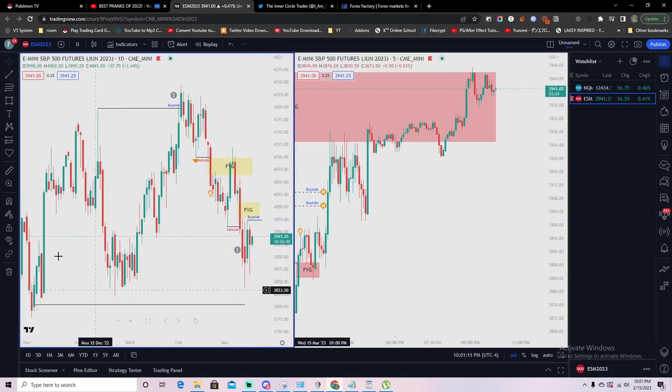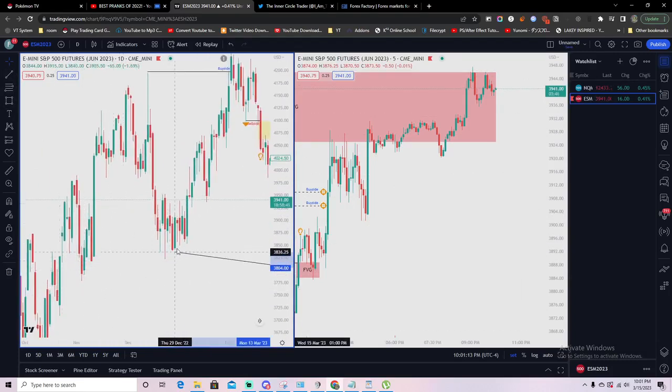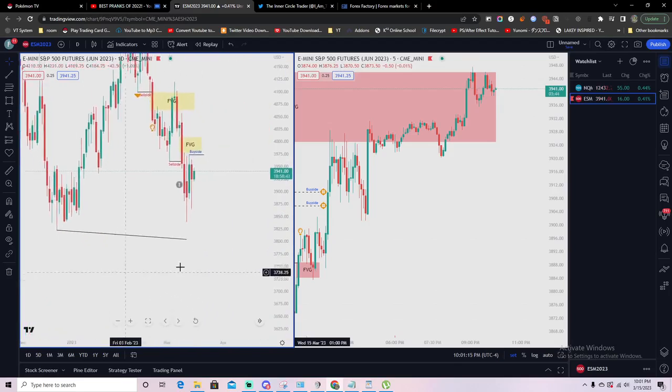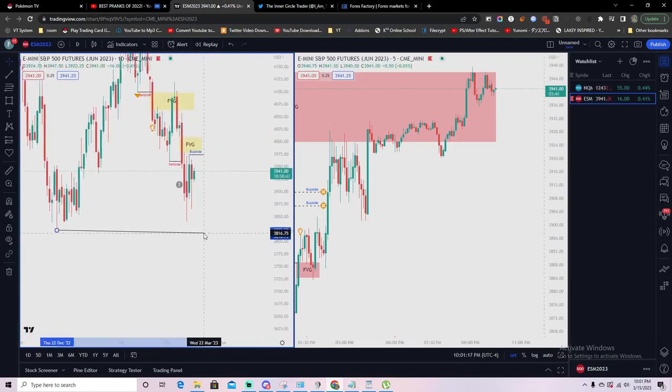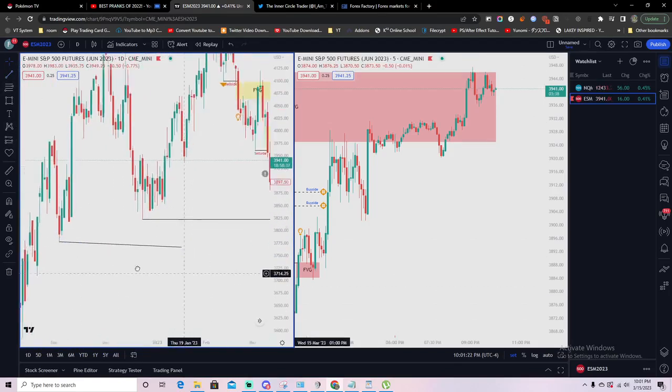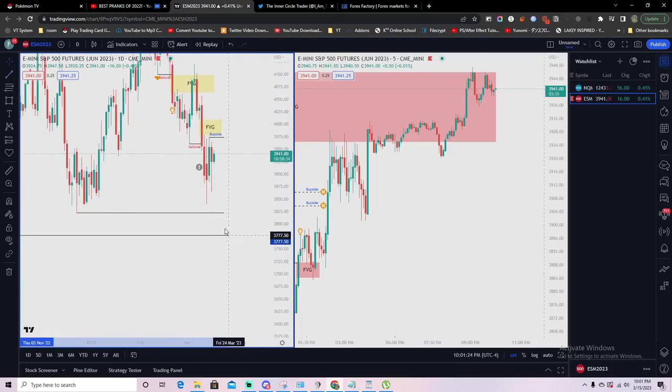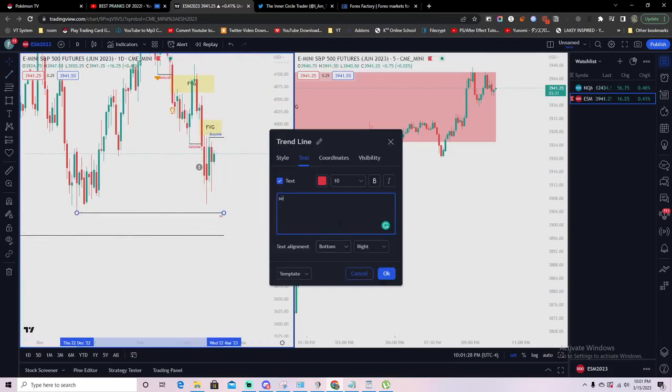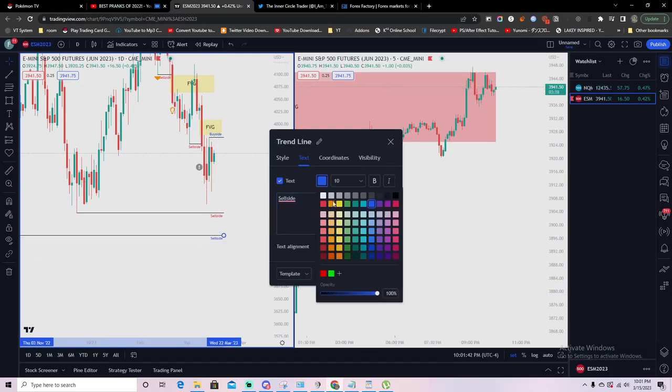Now, previous to this, we have this low right here. We also have this low right here, which for now are going to be the two lows that I outline as sell side liquidity. Boom. Bottom right, and make that red.